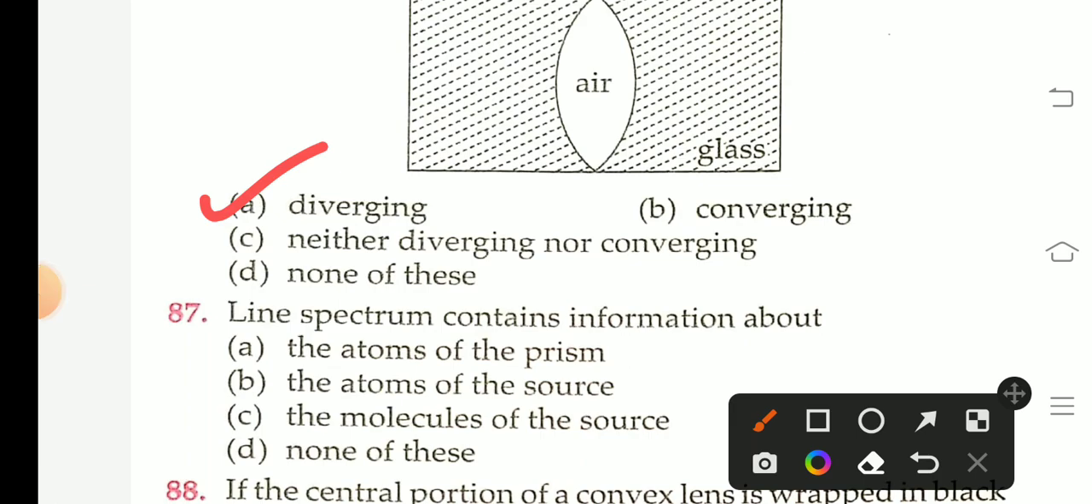Next, line spectrum contains information about. Right answer will be option B, the atoms of the source.